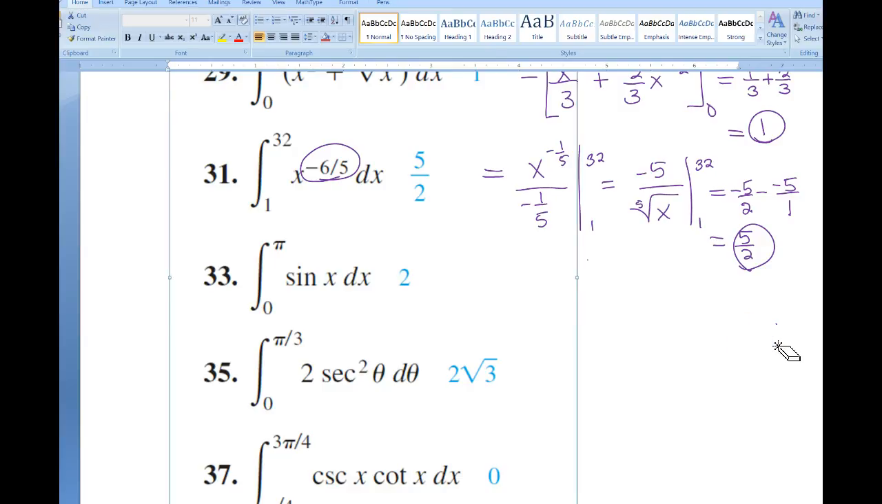Yeah, because you end up right here, minus negative, so 5 minus 5/2, basically. Next one, what's the antiderivative for sine? Negative cosine, good. So negative cosine of x, evaluated from 0 to pi. So it's negative cosine of pi minus negative cosine of 0.